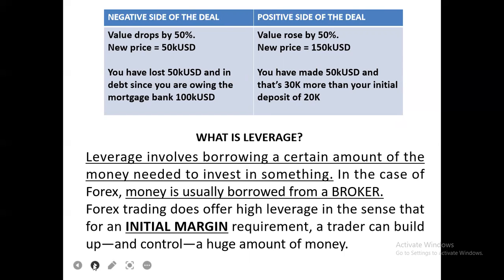If the property rose by 50%, the new price of that property, which was 100,000 at the point when you struck the deal, is now 150,000. Can you imagine? So you have made a profit of $50,000, and what you have as actual profit now will be 30,000, because what you parted with at the initial stage was 20,000. Now you have 50,000 in your possession because you would have paid the mortgage bank the 100,000 effortlessly, and you have 50,000 in your possession. That means you have made a profit, and you have 30K more than your initial deposit of 20K.